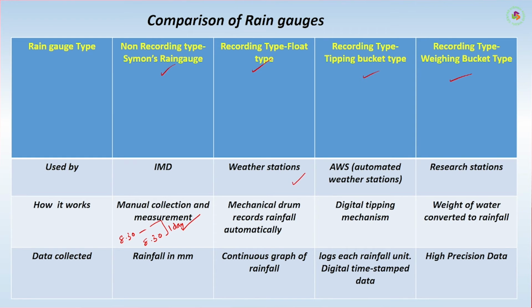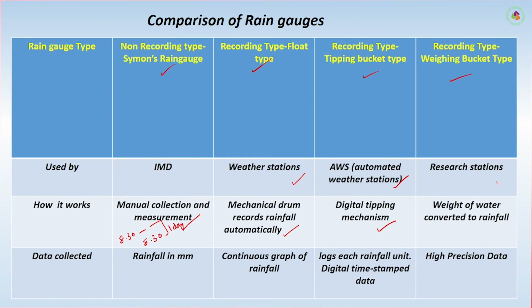All the government weather stations mostly use only this float type rain gauge. Here, the mechanical drum records the rainfall automatically, which I have just shown to you. That means it measures the rainfall, and it also measures the rainfall intensity. Most of the automated weather stations, AWS, normally use this digital tipping mechanism. The number of tips that take place is used to calculate the rainfall. That is the next one.